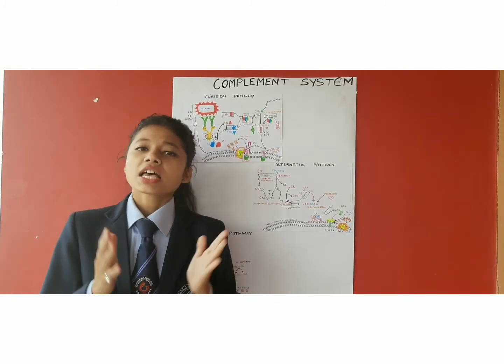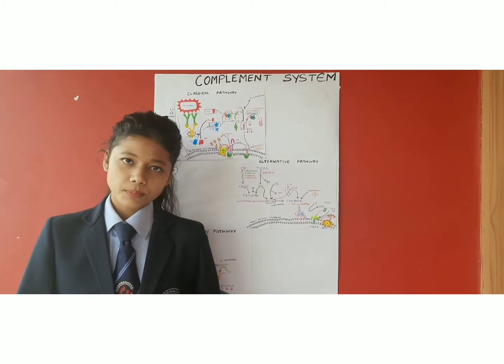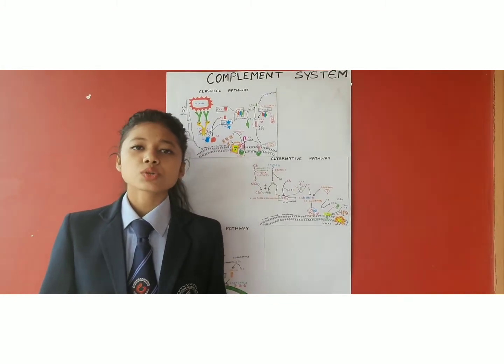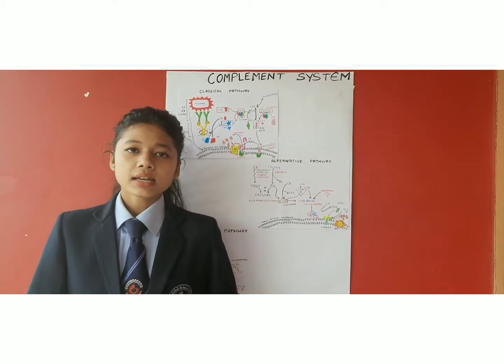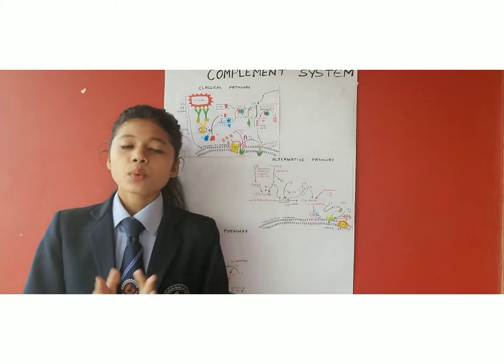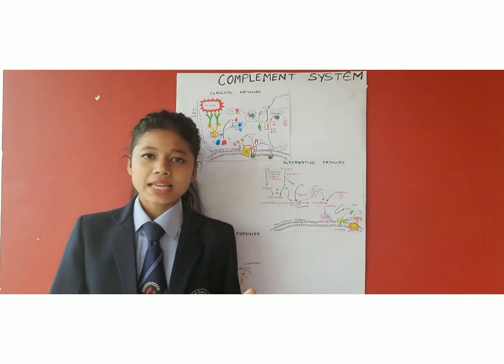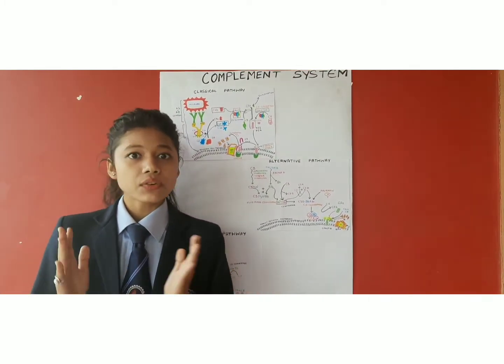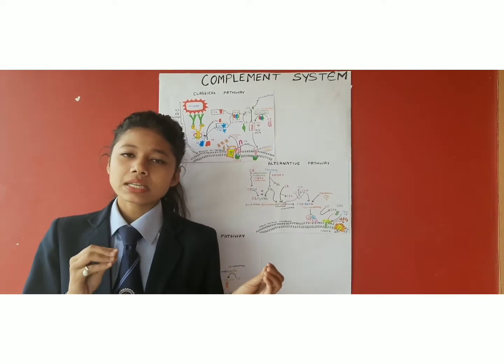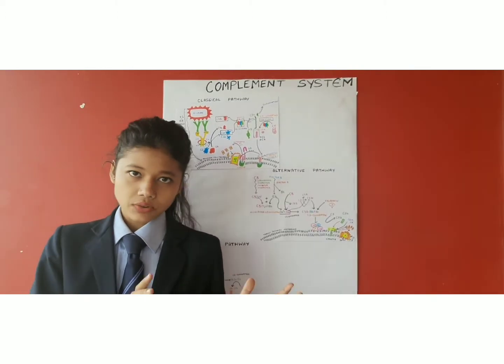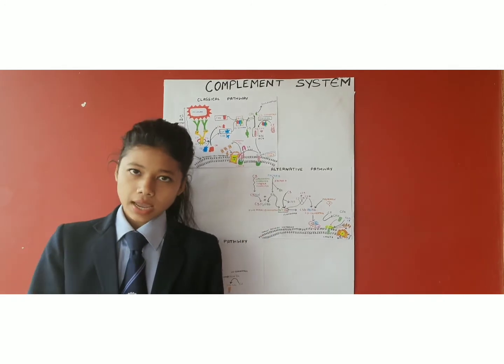First, it will cleave C4 protein into C4a and C4b. Then it will cleave C2 protein into C2a and C2b. Thus, C4b and C2a will combine with each other, forming the complex C4b2a, which will act as C3 convertase. As the name suggests, C3 convertase will act upon C3, which will convert C3 into C3a and C3b.